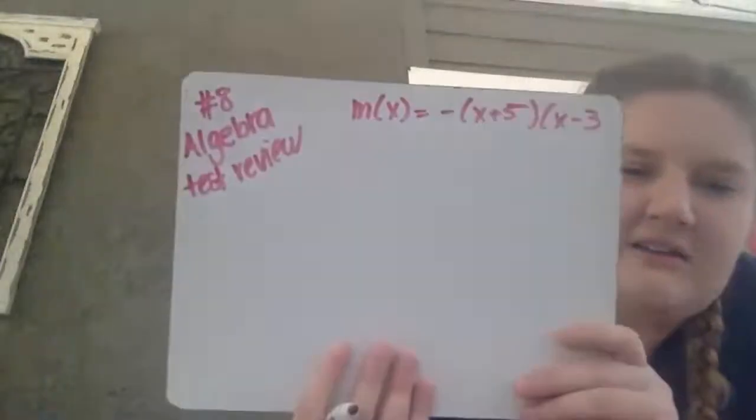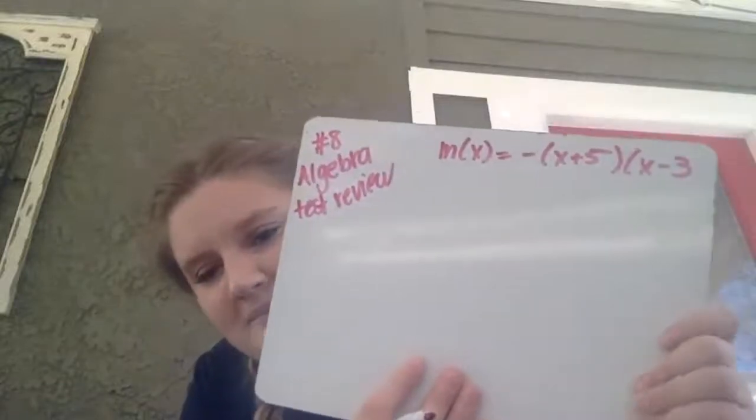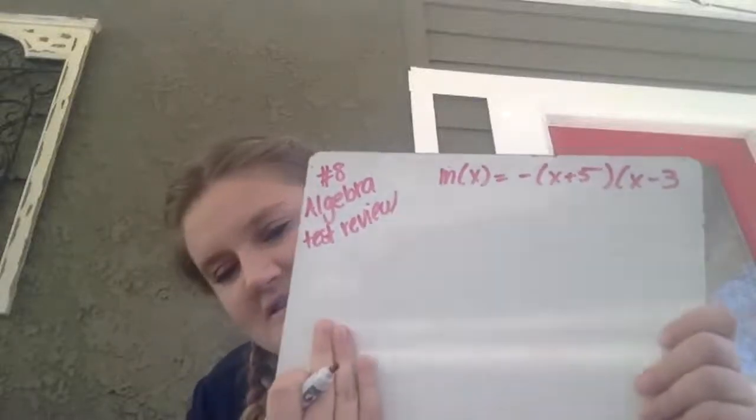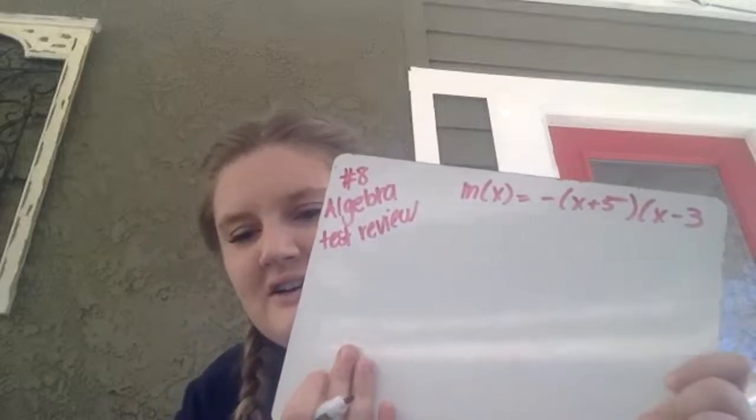So, number 8 on the algebra test review. Okay. So we're given that m of x equals negative x plus 5, x minus 3. Can I do 8D? I'm working on number 8. Maybe I should just do all of it because it was a very complicated problem. So here's our number 8 on our test review. So, finding our vertex. How I would suggest finding your vertex? Oh, it's going to answer your 8D.